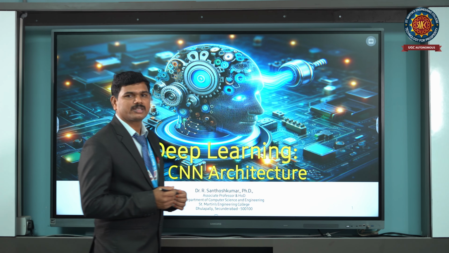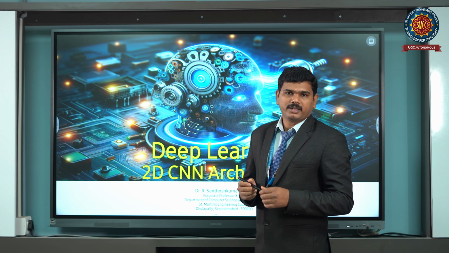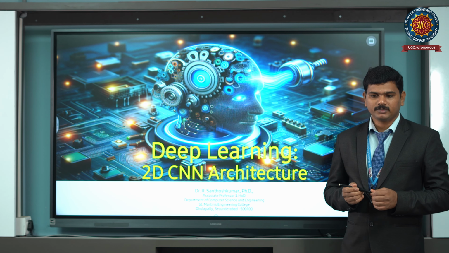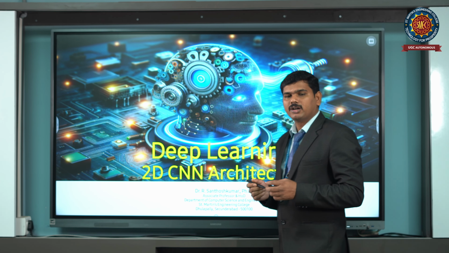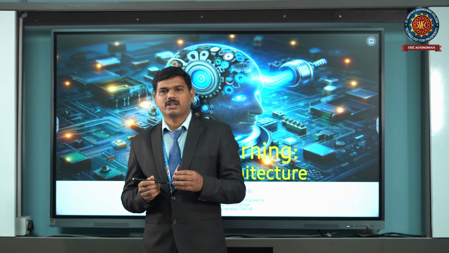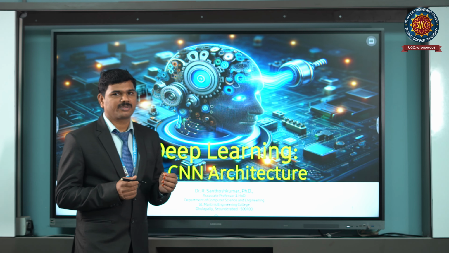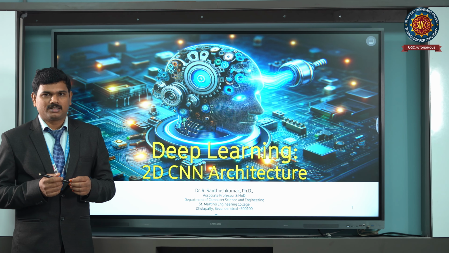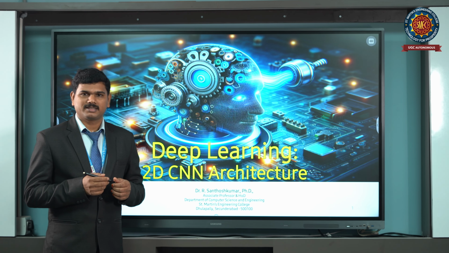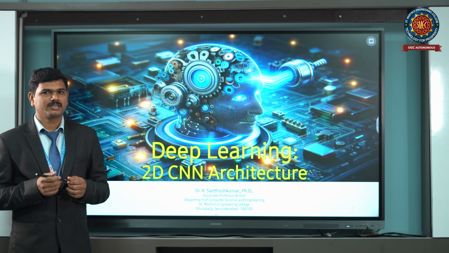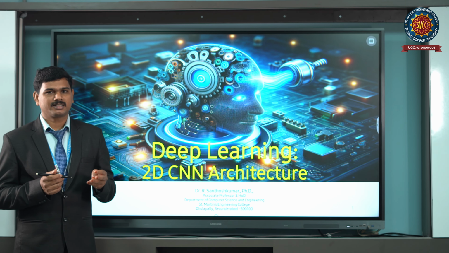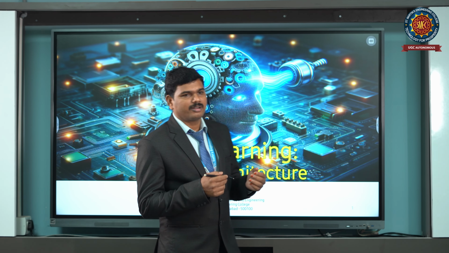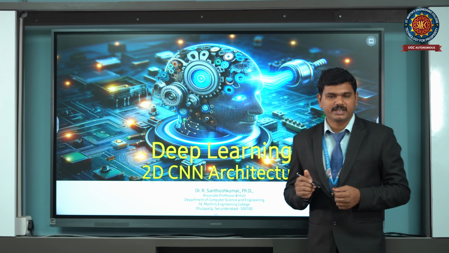Today we are going to discuss the topic 2D convolutional neural network in deep learning. Before that, we want to know what is deep learning, what is machine learning, what is artificial intelligence. These three words are not new to us. As a CSE or other branches, everyone is familiar with these three words: artificial intelligence, machine learning, and deep learning. So we'll see one by one. What is the description of each and every one?